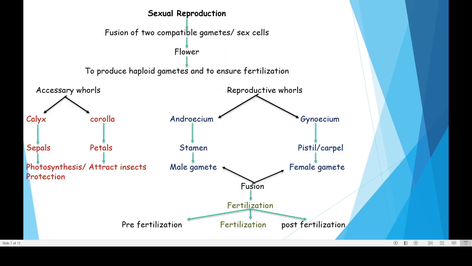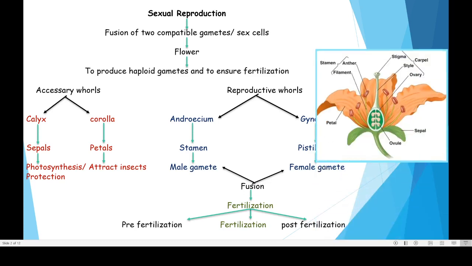Sexual reproduction is the process of fusion of two compatible gametes or sex cells. In the process of sexual reproduction, the flower plays a very important role. The function of the flower is to produce haploid male and female gametes, and it also ensures the process of fertilization, because fertilization is the fusion of the male and female gamete.